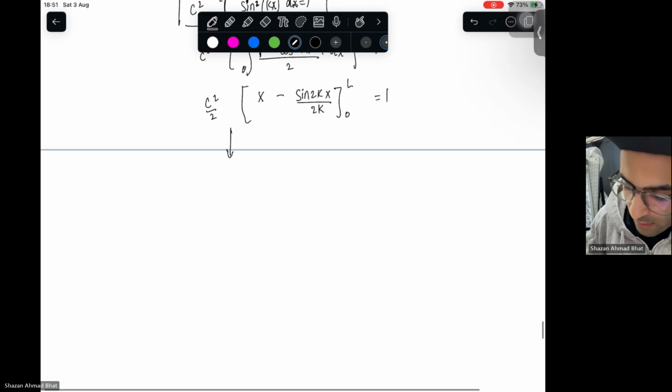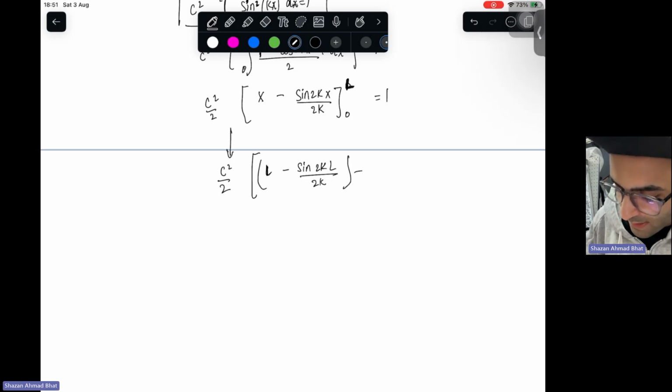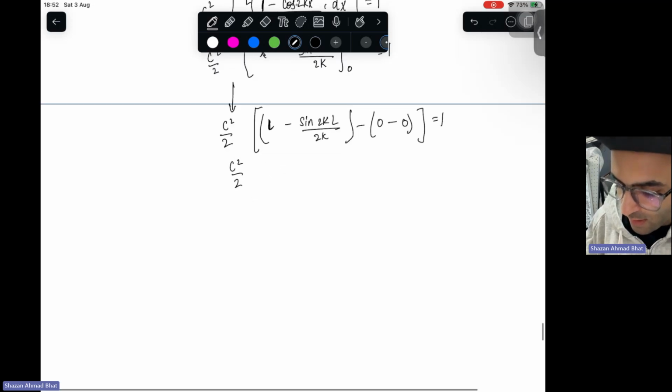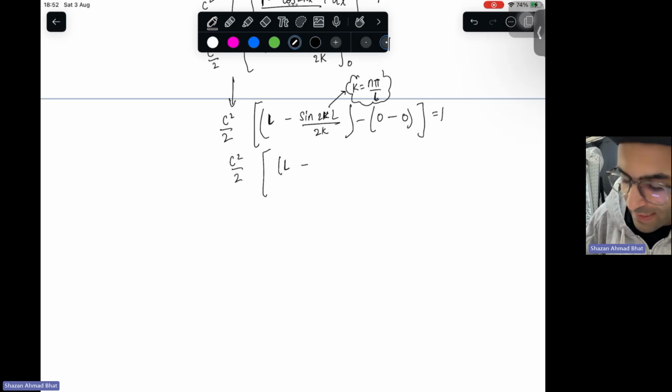Now you write c square by 2, applying the limits. First applying the upper limit, x gives L minus sine of 2kL divided by 2k. Now minus the lower limit: when you apply 0 to x, you get 0, and sine of 0 is 0. So this is 0, equivalent to 1. So you get c square by 2 times L minus. Now k equals n pi over a, which is going to be used. It's n pi over L here because we are denoting the width of the potential well as L.